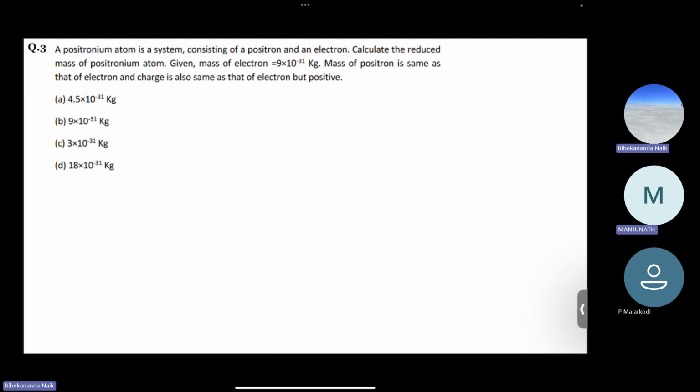Sir, can you explain this one? Yes. So can anyone tell me what is the correct option? Yes.